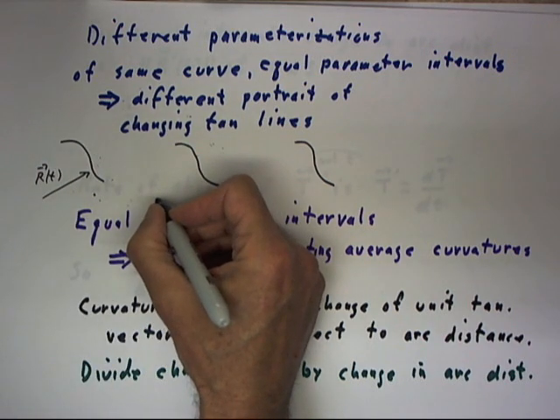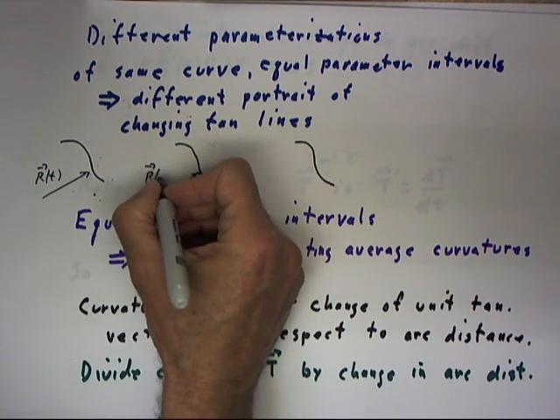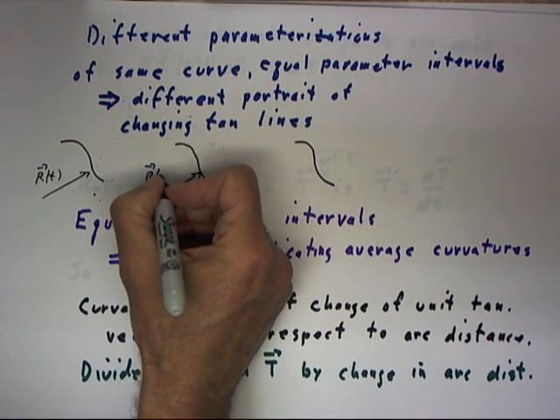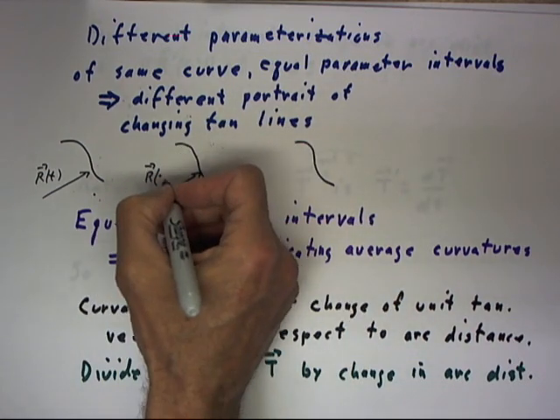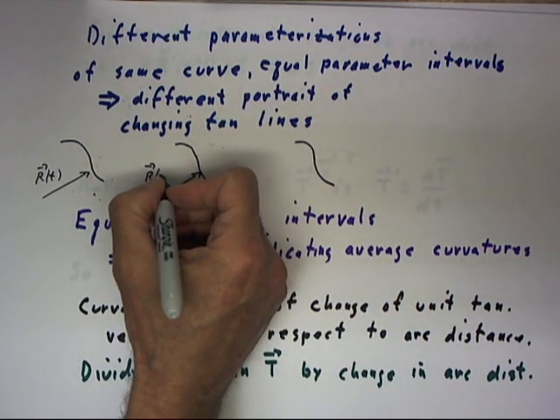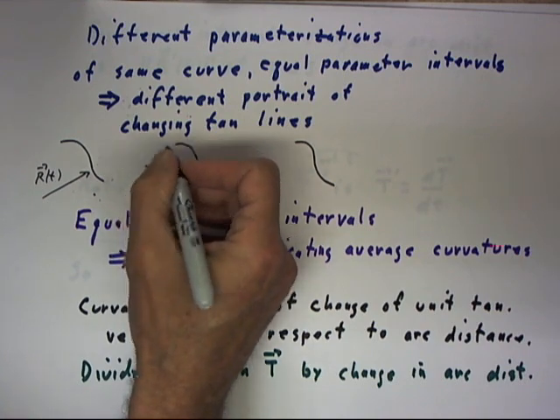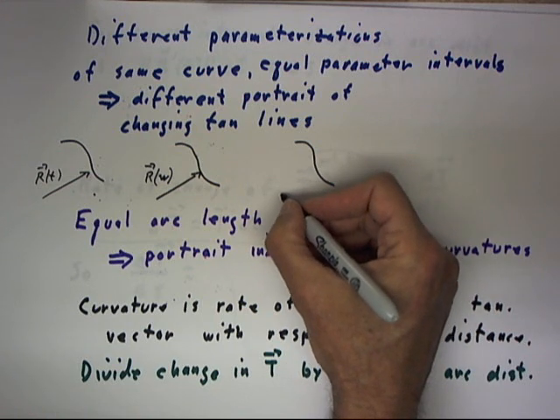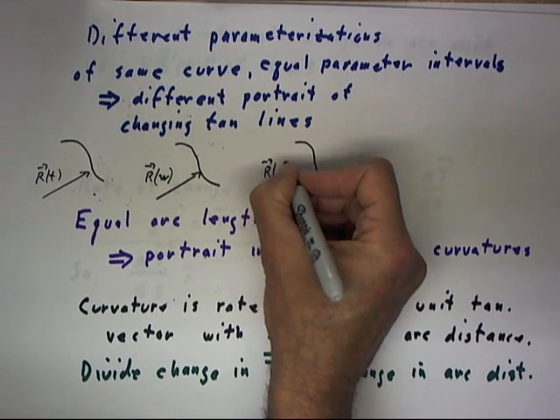This curve would be r of, I don't want to use x, and I don't want to use s because that's distance. I should have thought this out, not getting hung up on what to call this parameter. R of, okay, say w. It's the first letter I can think of that doesn't have another connotation. And now I've got to think of a third one. Let this be r of, I'm going to use s.